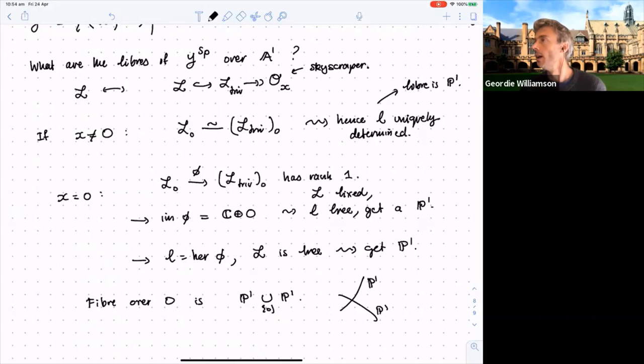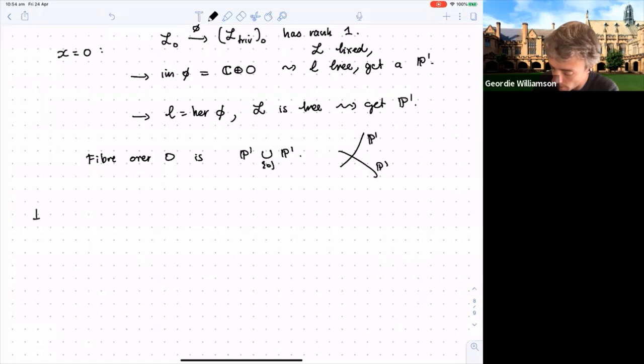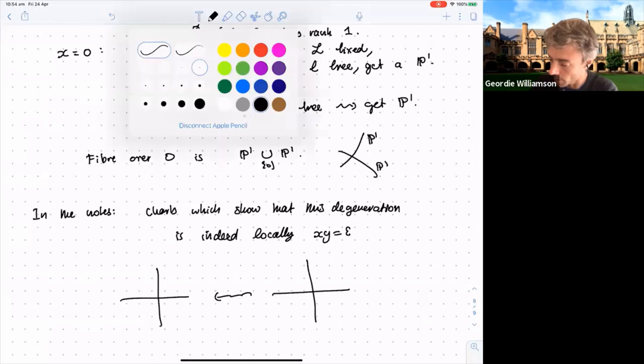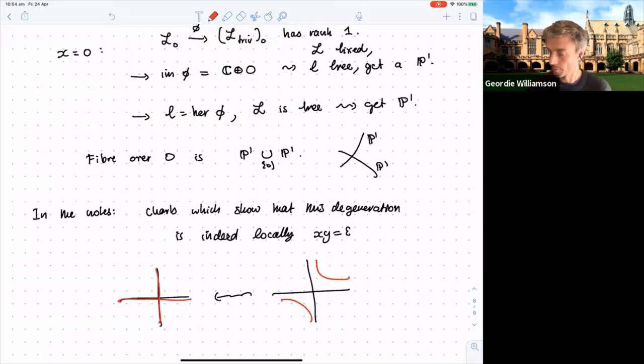So I'm out of time. In the notes, there are charts which show that this degeneration is indeed locally x, y, epsilon. And yeah, I'm sorry, I was very excited to finally be able to do this calculation, because I've tried to do it about three times before and failed.